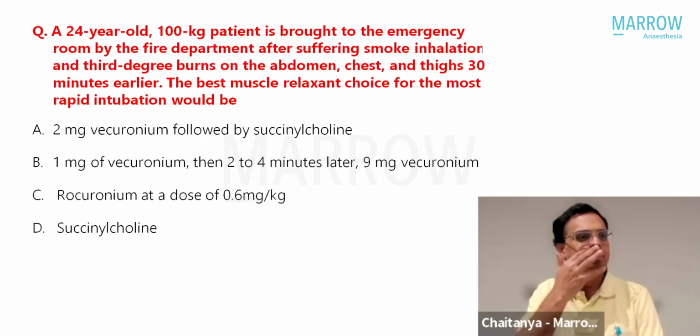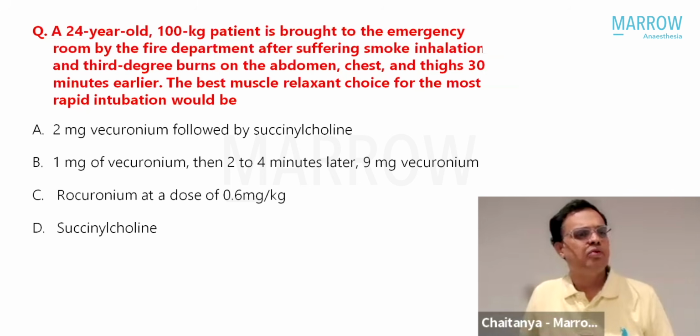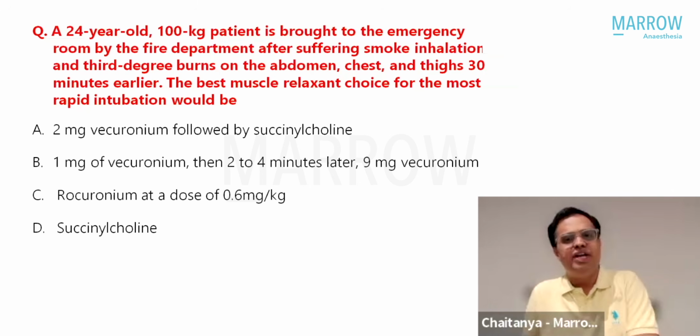Dr. Vijay Raj has mentioned 1.2 mg per kg for rocuronium. Yes, 1.2 mg per kg rocuronium. What is the dose of rocuronium? Succinylcholine, rocuronium dose is not appropriate for rapid. Yes, very good. All of you have got it right. That's the reason why I said your basics should be very strong. Succinylcholine is the right answer.